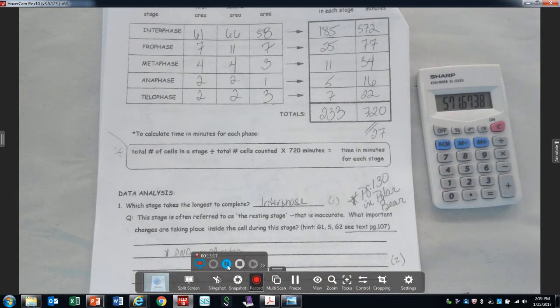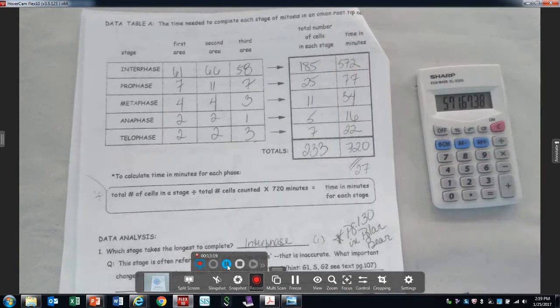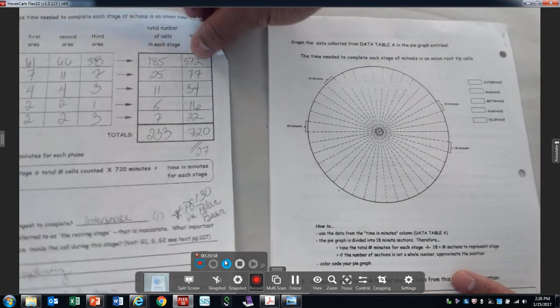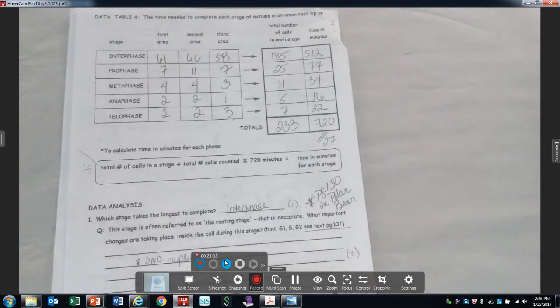Okay? Now the next thing we're going to do is talk about the back part. All right. Now, how do you get from here to the pie chart? First, let's recap. All right, guys, listen up for a second. We got these. This is the total count from the interphase, from prophase. This number is added together to give you this, and in order to get the percent, in this case, I took 185 divided by 233. That's how I got, and then I multiplied it by 720. Following this, that's how I got my 572.